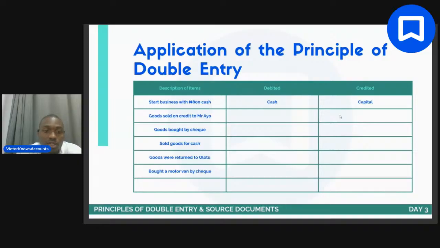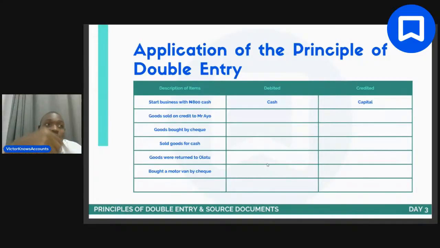Now the next one is sold goods for cash. When you sell goods for cash, who is the giver, who is the receiver? You are receiving cash. So it means that cash is receiving.